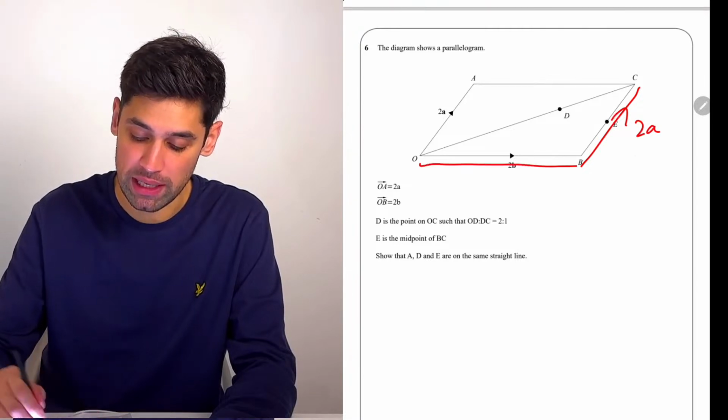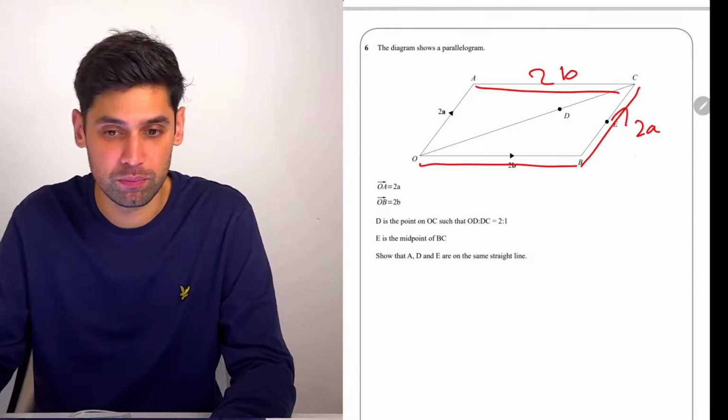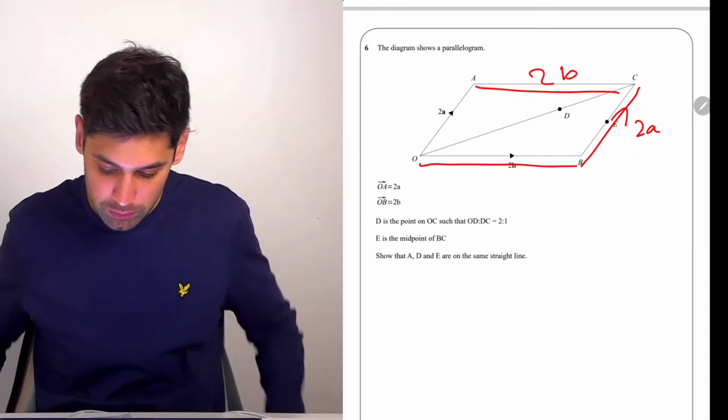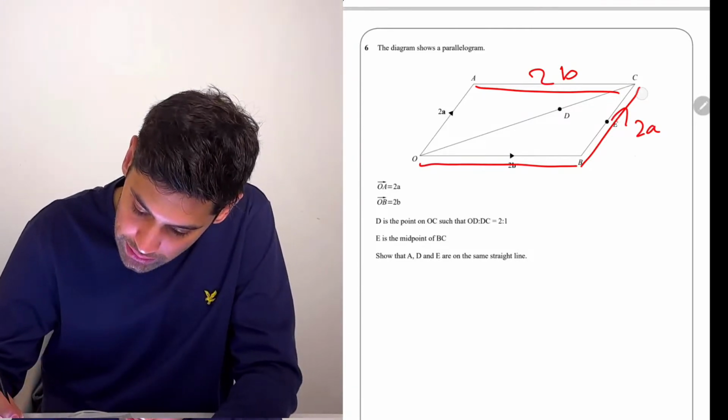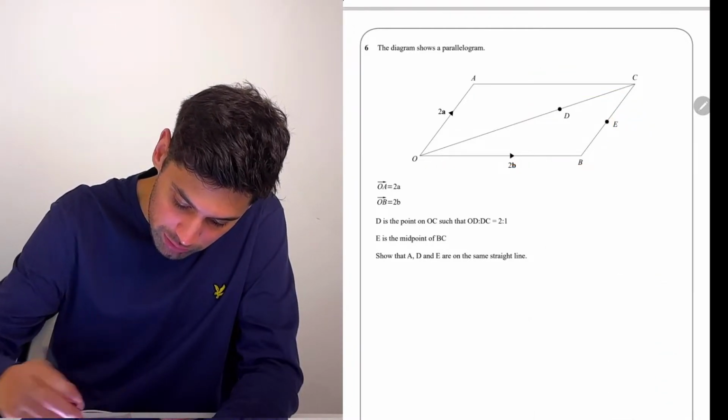We're told O to B is 2B. That means AC is 2B as well. So that's already uncovering a lot of helpful information. I'm going to delete these now because we're going to need to actually be able to look at the page, and I've written over some stuff.